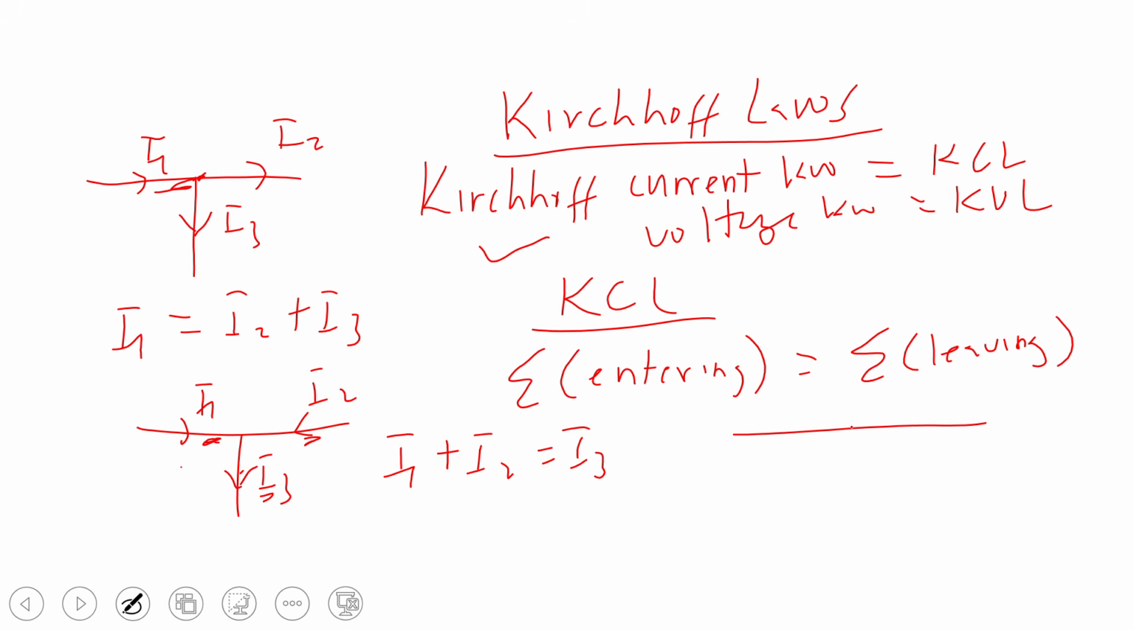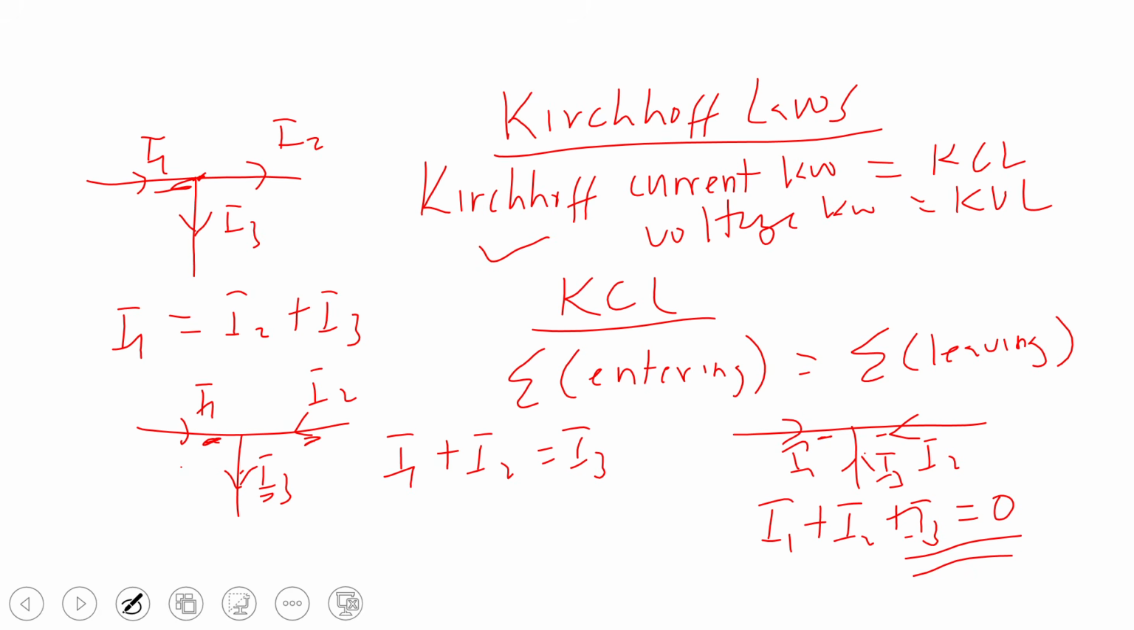Let's look at another situation where I1 is like this, I2 is like this, and I3 is also like that. You can see that I1 is entering, I2 is entering, and I3 is also entering. So you have I1 plus I2 plus I3, and nothing is leaving, so it's equal to 0. So basically, this is the Kirchhoff current law.